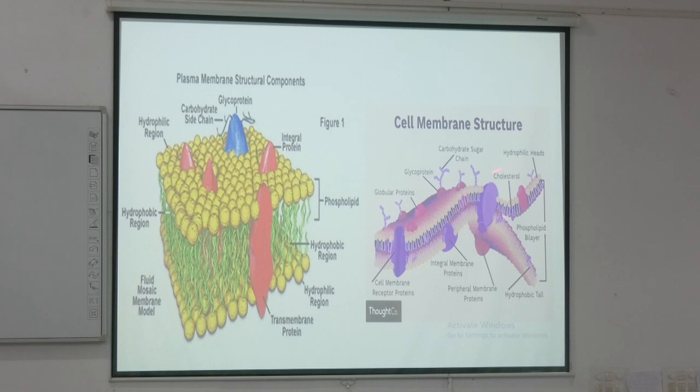Globular proteins, cholesterols, the phospholipid bilayer, and integral membrane proteins are present. Okay? Some receptor proteins are also present. Why are receptor proteins important? To receive a particular molecule, and it is important for signal transduction. Okay? So the membrane is important for the signal transduction process.